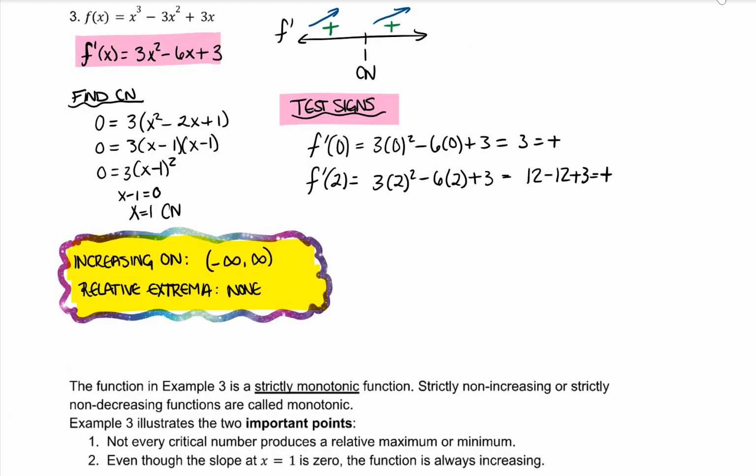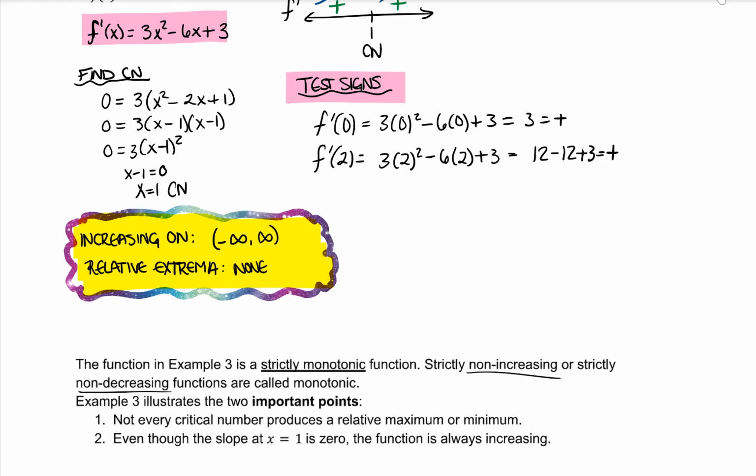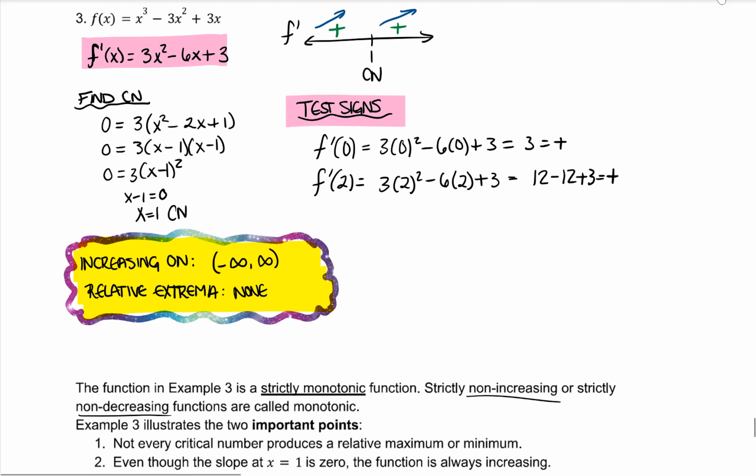This function is strictly monotonic. Strictly non-increasing or strictly non-decreasing functions are called monotonic. The reason why I use the words non-increasing rather than increasing or decreasing is because it could also stay constant, and that would be non-increasing but not decreasing. Example 3 illustrates two important points. Not every critical number produces a relative max or min, and even though the slope at x equals 1 is 0, the function is still always increasing. Strictly monotonic.